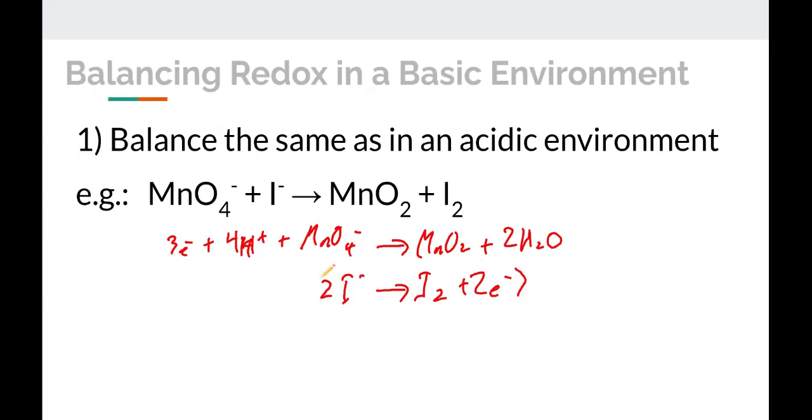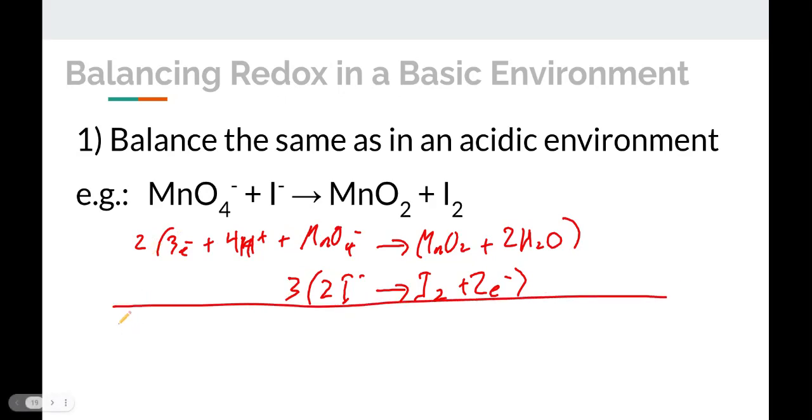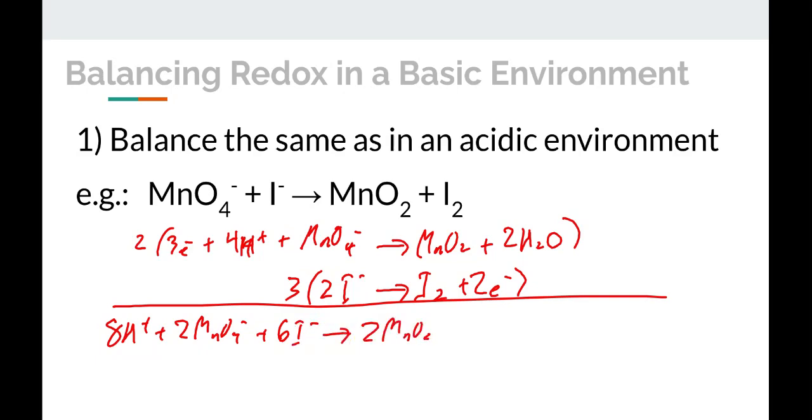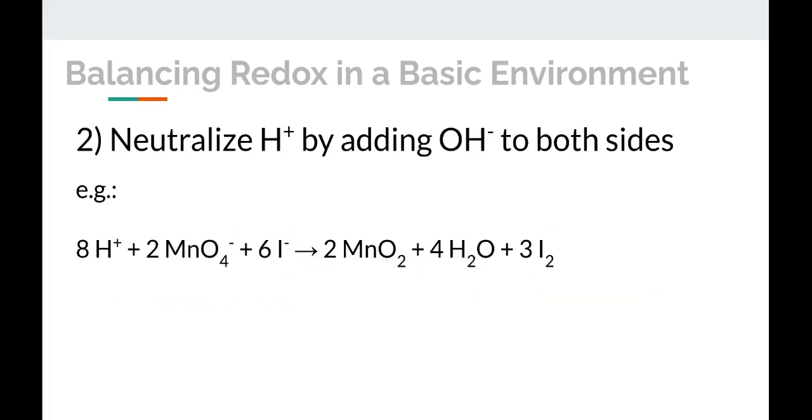Electrons lost and gained have to be the same, so I'll multiply the bottom half reaction by 3 and the top half reaction by 2, so that 6 electrons are lost and 6 are gained. Now I can sum this up. The electrons are going to cancel: 8 H+ plus 2 MnO4- plus 6 I- makes 2 MnO2 plus 4 H2O plus 3 I2. So here's the part where I make this match that it's happening in a basic environment.